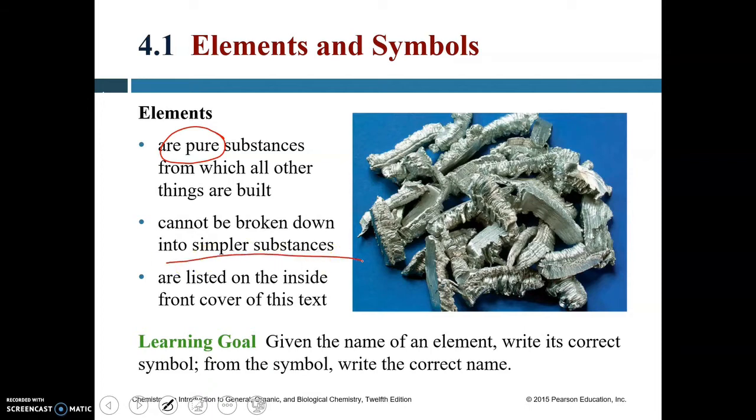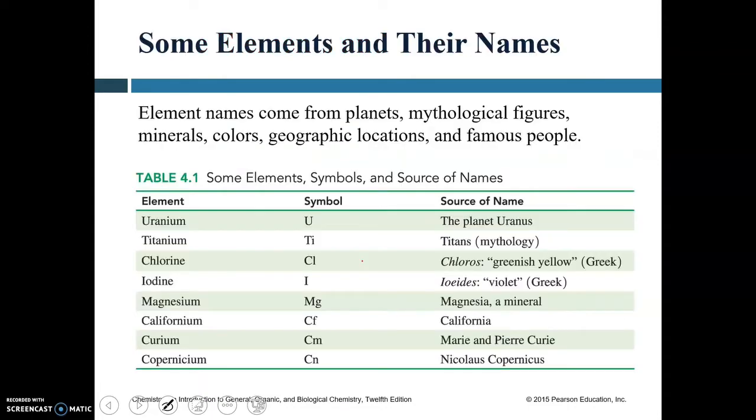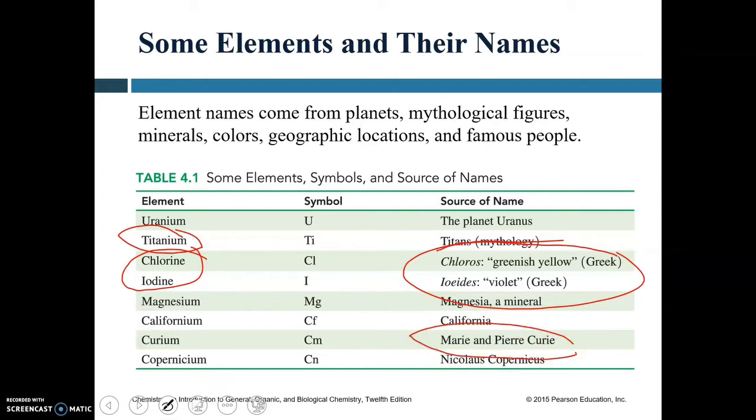and many of them are listed in the book that you're using for this class. Names of the elements come from different sources, from planets to colors to famous people. Some examples are shown here. Titanium, that's used in airplane building, comes from Greek mythology. Iodine and chlorine come from Greek words for the colors of the elements. Chlorine gas is indeed greenish yellow and iodine is violet. Curium is named after Marie and Pierre Curie.